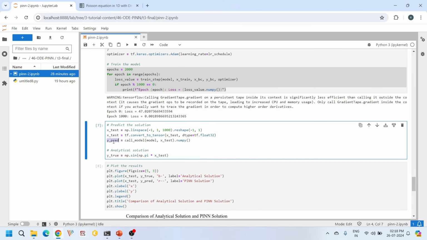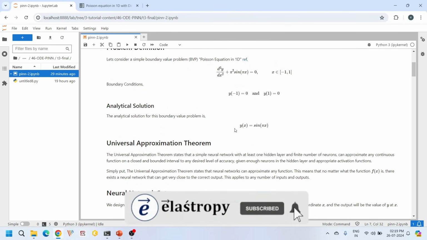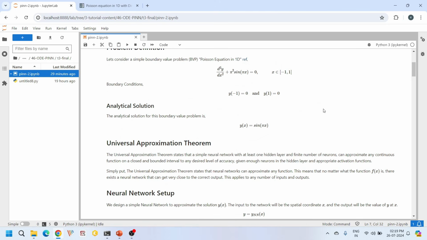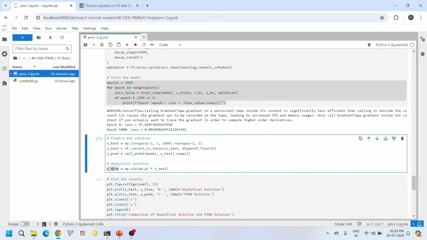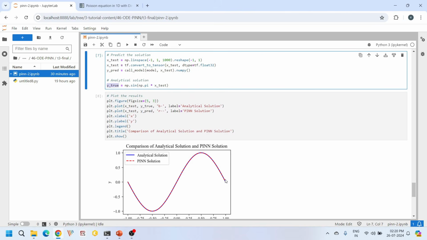These are our predicted values from the neural network. And finally, these are the true values that we have obtained from the analytical solution. Analytical solution is sin pi x. So as I showed at the beginning, the analytical solution for the problem is y of x equals sin pi x. We use the same analytical solution to evaluate these true values. So we evaluated here the true values and then we are plotting here. This is the neural network solution obtained, as shown in this red color. This exactly matches with the analytical solution.